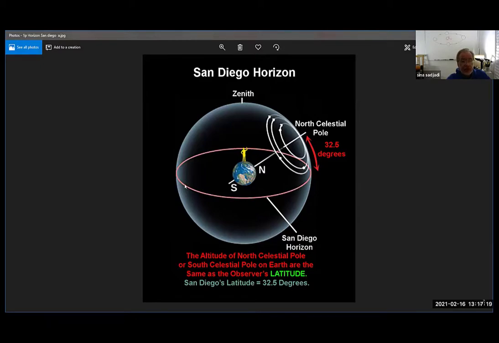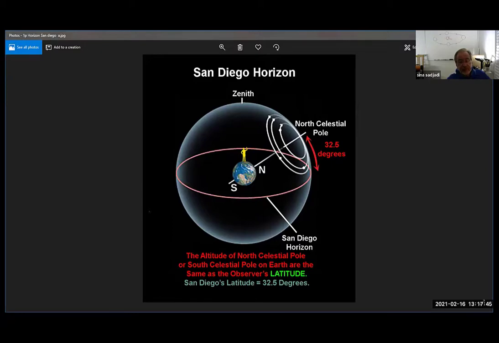So here's San Diego horizon. I said the altitude of North Celestial Pole or South Celestial Pole on Earth is the same as the latitude of the observer. So my latitude is 32.5 degrees. North Celestial Pole is 32.5 degrees above my horizon. If I lived at 50 degrees north, then North Celestial Pole will be over here.